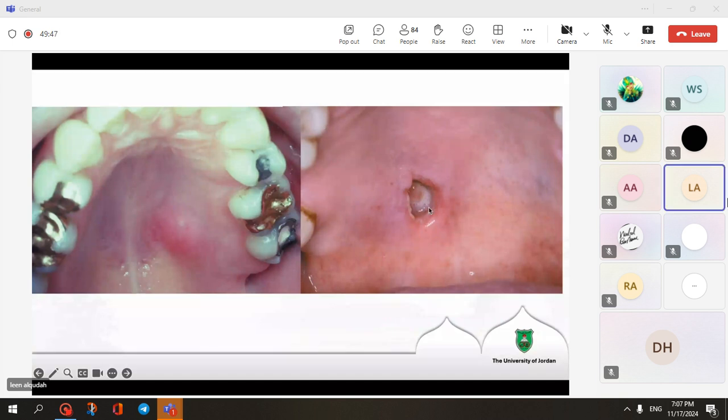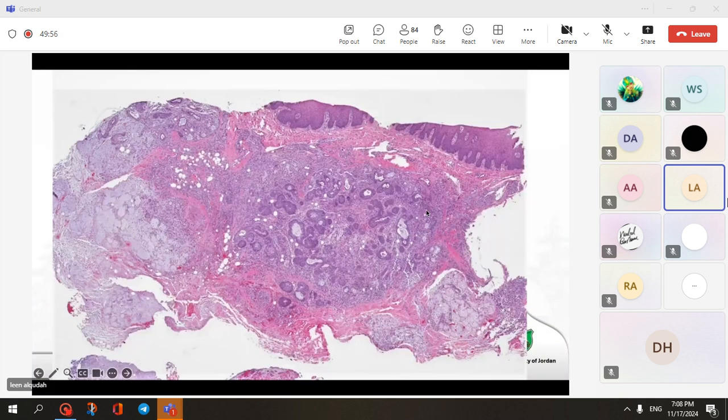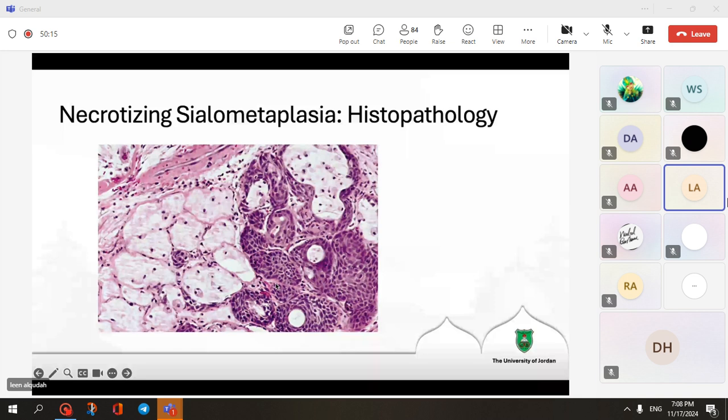Under the microscope, they can look scary for an unexperienced pathologist. They will show ulceration, interruption of the stratified squamous epithelium, and of course, you will see dead acini, which is the necrotizing part, and sialometaplasia, as you can see here. This is a higher magnification image of a necrotic acini and squamous metaplasia. That's not normal to be seen in normal minor salivary glands.